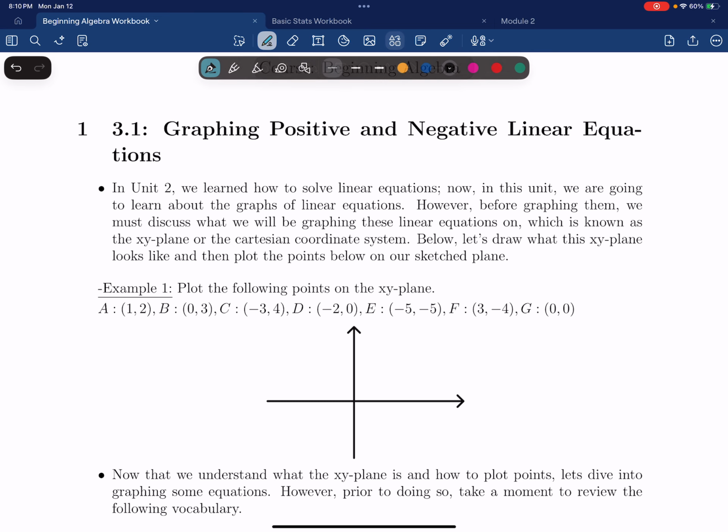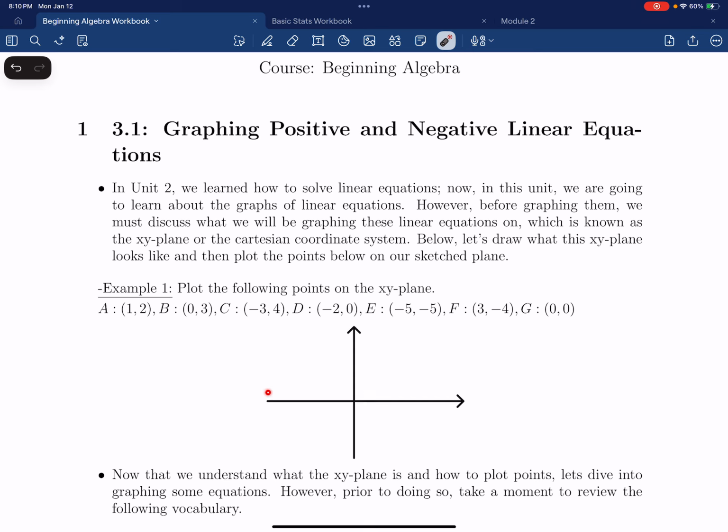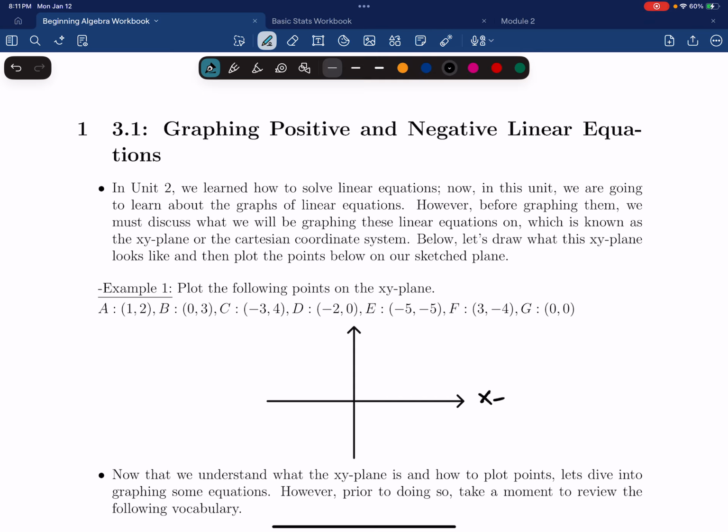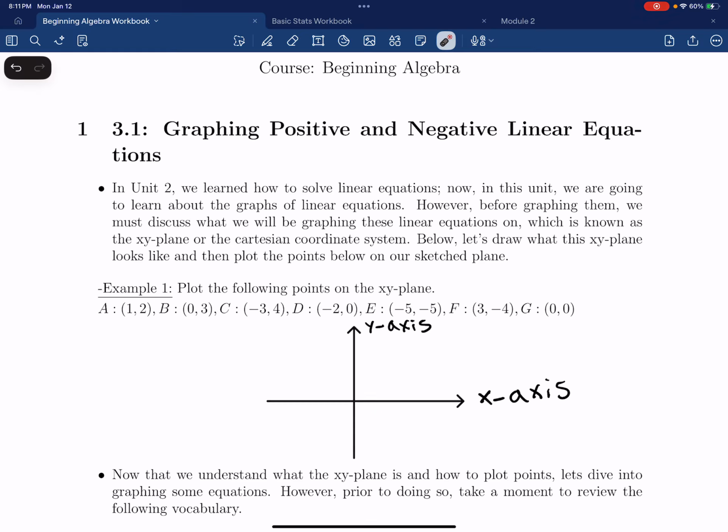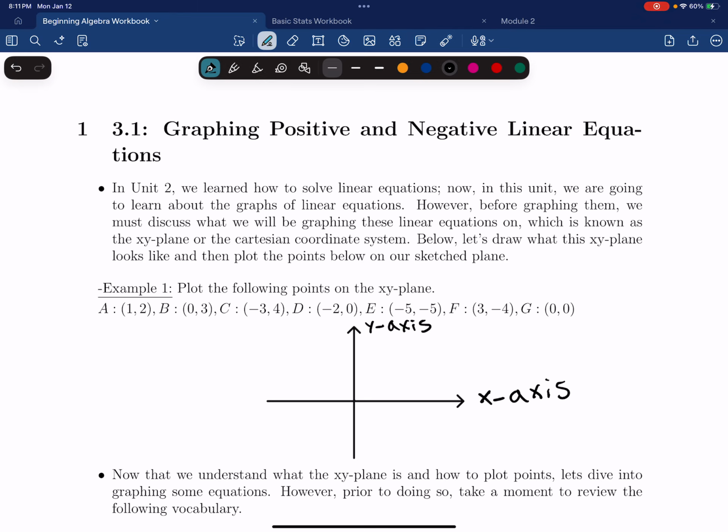Now, this horizontal line here is known as the x-axis. And then this vertical line here is known as the y-axis. And on this x-axis and the y-axis, we have a number line. So right here in the center, this is 0 on both the x and y-axis.